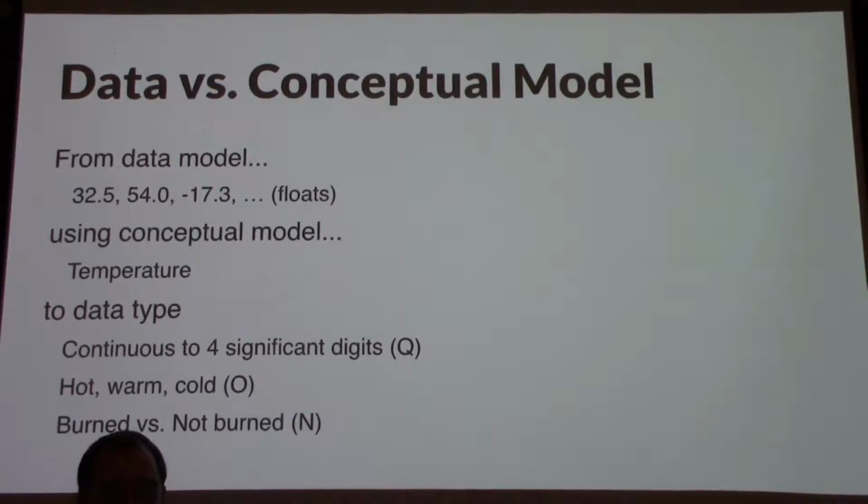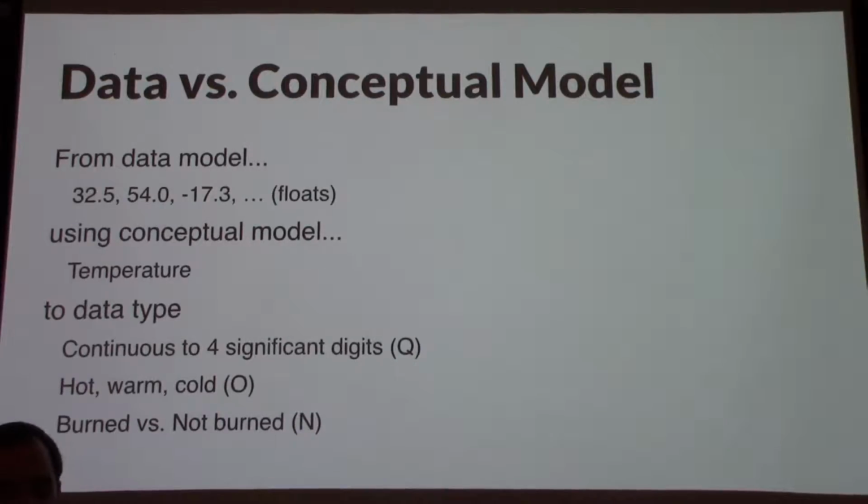But depending on what we try to achieve, we can use a different transition from a data model to a conceptual model. So we have a data model, a conceptual model, temperature, and then we can do either a quantitative interpretation, here continuous to 4 significant digits, or we can do an ordinal quantification, so is it hot, is it warm, or is it cold, or we could do a classification into 2 categories, is it burned or is it not burned. So we can always do this kind of reasoning and derivation on data.